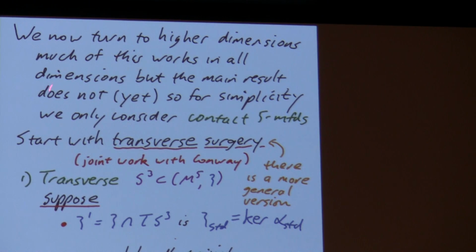Again, I think the outline of the proof you might try to do in higher dimensions, but there's definitely a few stumbling blocks that need to be overcome if you actually want to make it work. So we will just stick to the 5-dimensional setting right now. So what is transverse surgery in higher dimensions? First of all, I should mention this is joint work with Conway. I'm only going to define the simplest possible version of transverse surgery because that's all we need.